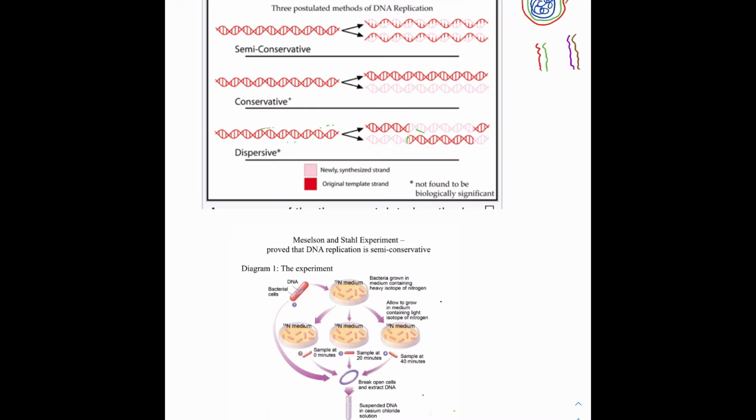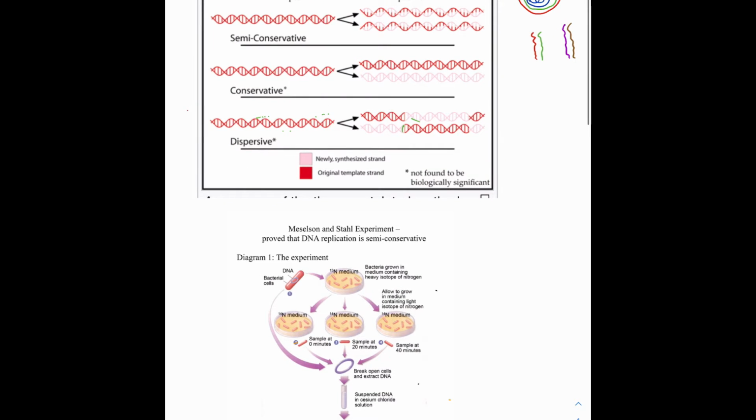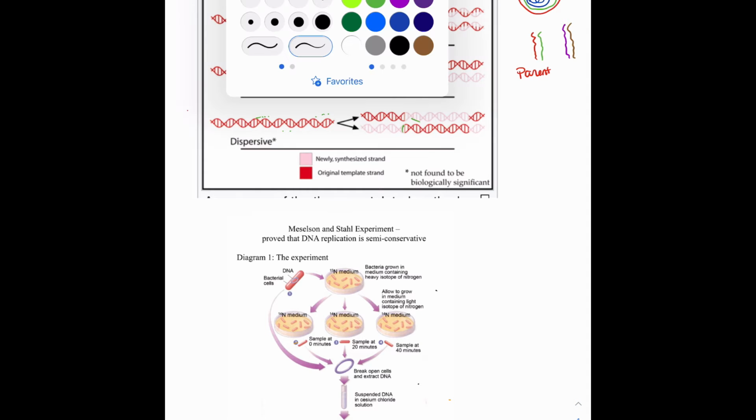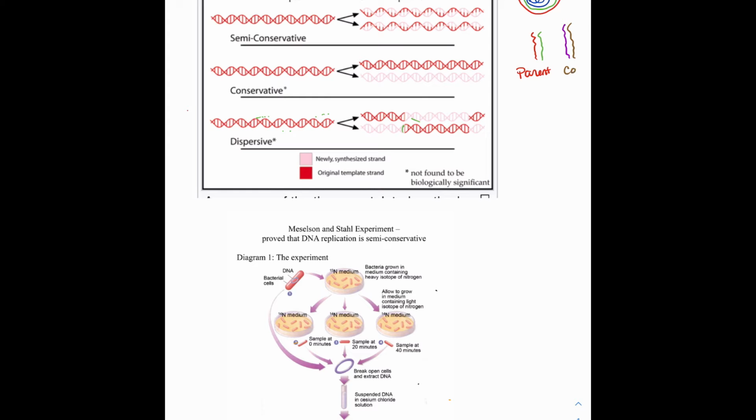So your parent strand of DNA would remain the same. You would have a parent strand, and then you would have your copy. In your copy strand, you would have two new pieces of DNA, and in your parent strand, you would have the original pieces of DNA.